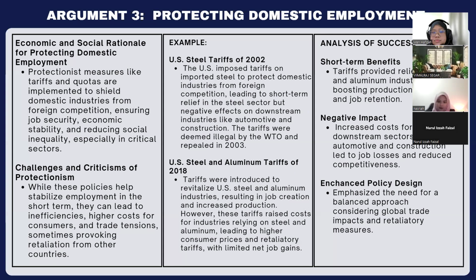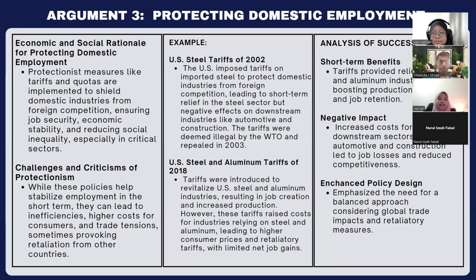There were also some challenges with this. Basically, it increased steel costs, hurting industries like automotive and construction, leading to job losses in those sectors. International trade partners retaliated and the WTO later deemed the tariff illegal.